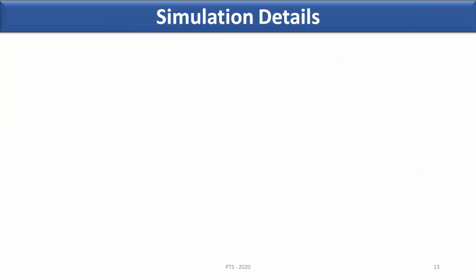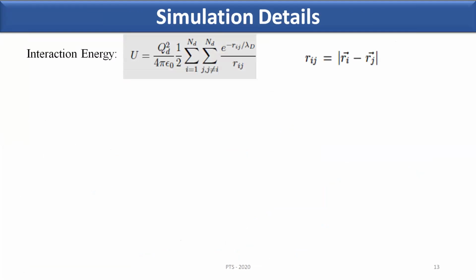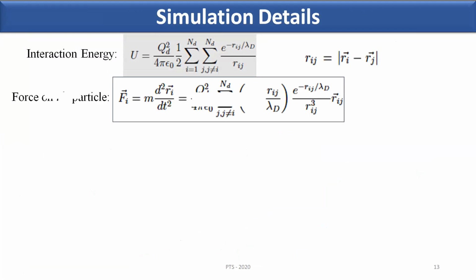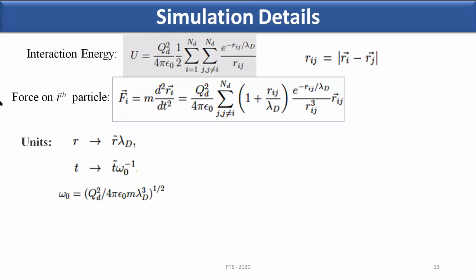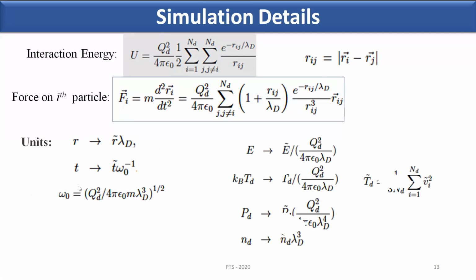Okay, so here are the simulation details. This is the interaction energy. This is the force on the ith particle. It is important to note that I have normalized my units: lengths are normalized with the Debye length, time is normalized with omega 0, where omega 0 is given by this expression, and energy is normalized by qd squared over 4 pi epsilon naught lambda d, and so on. You can see on the screen.